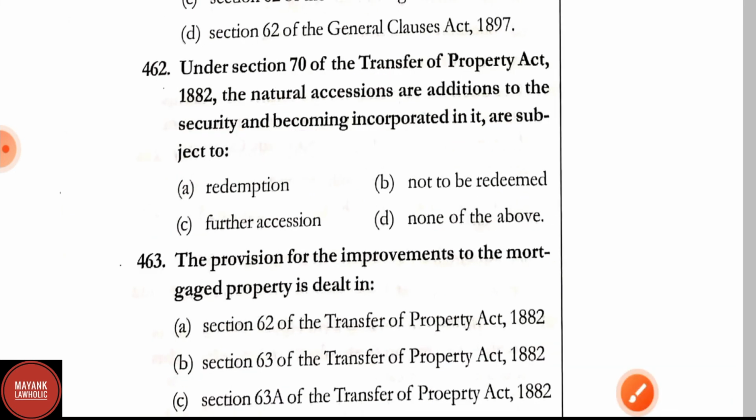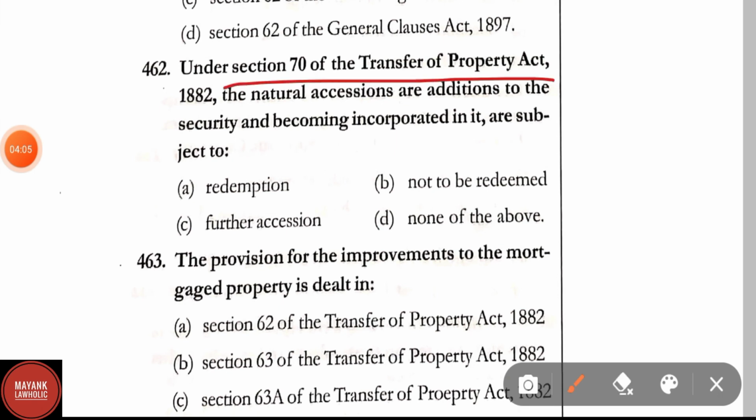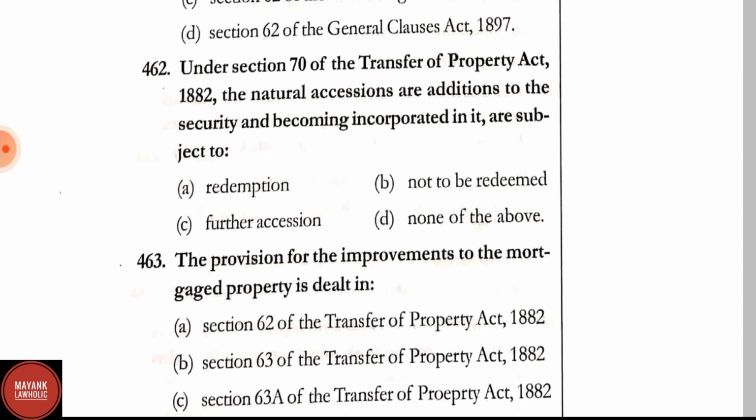Question number 462. Under Section 70 of the Transfer of Property Act 1882, the natural accessions are additions to the security and, becoming incorporated in it, are subject to: redemption, not to be redeemed, further accession, none of the above. Correct answer is option A, that is redemption.